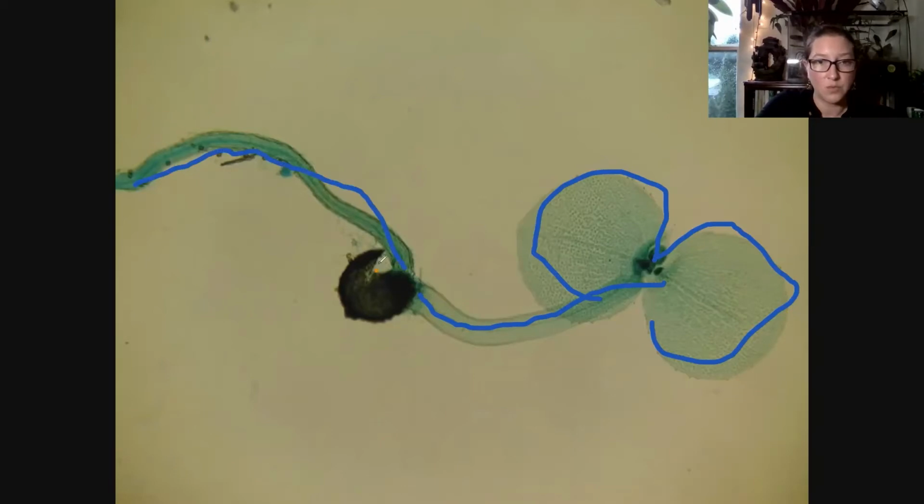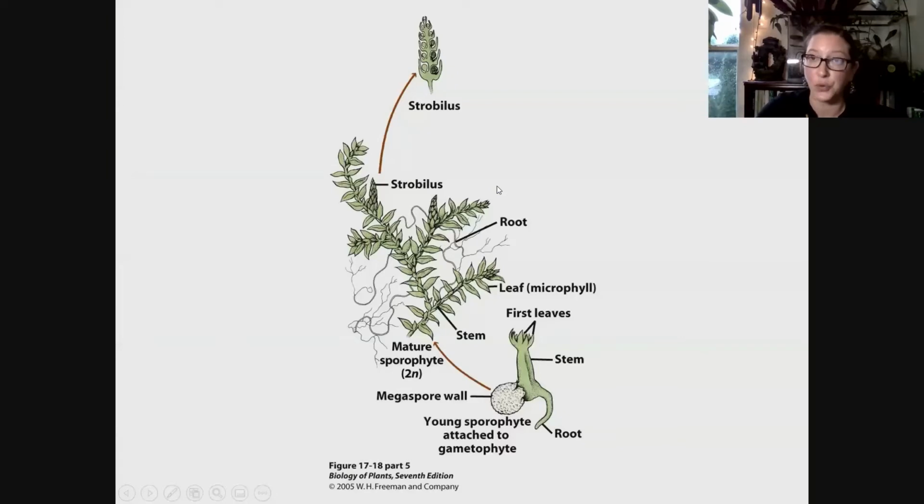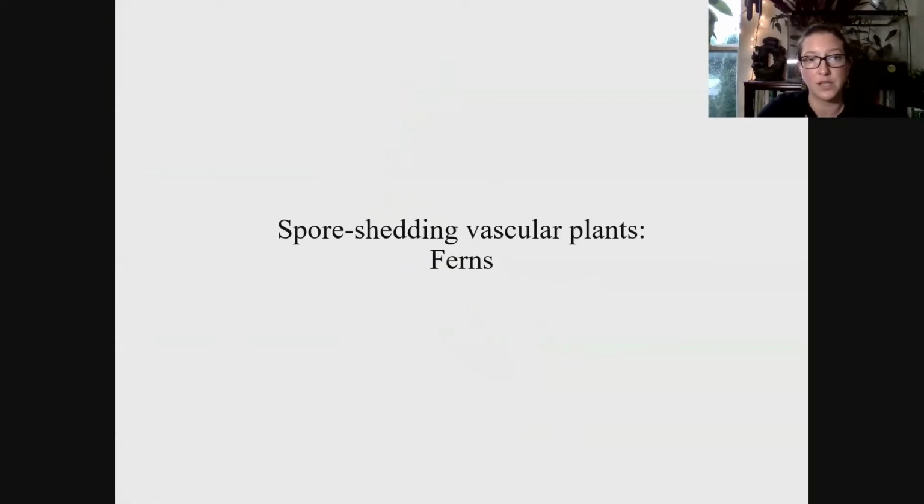And this here is what remains of that megaspore, and the female gametophyte is inside of that. But eventually this will just fall off, and the sporophyte plant will go on its merry way and do its thing, as shown here. This is where we started. Okay, so that's the lycopods.